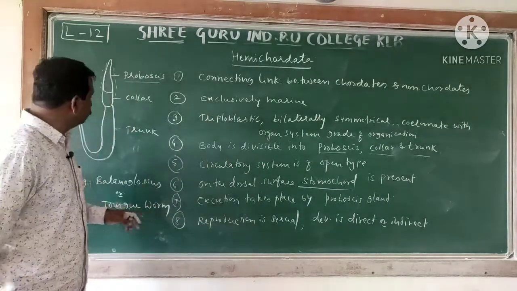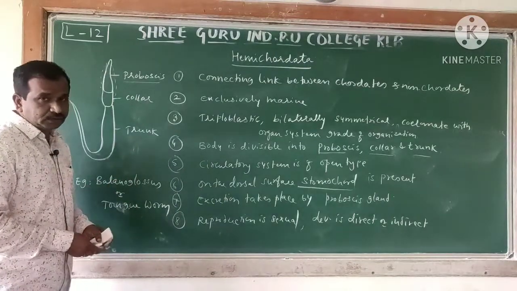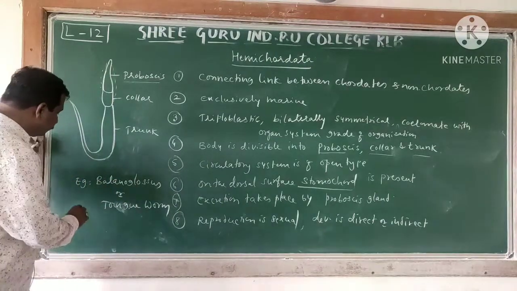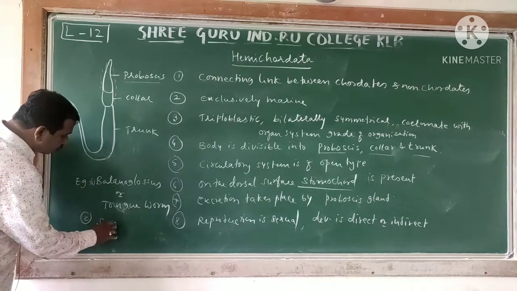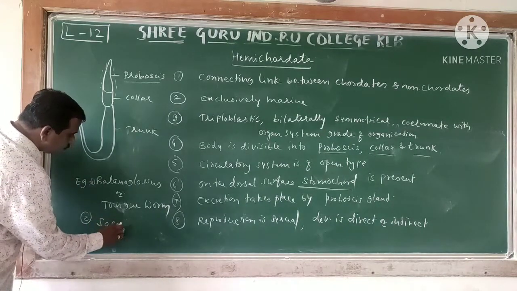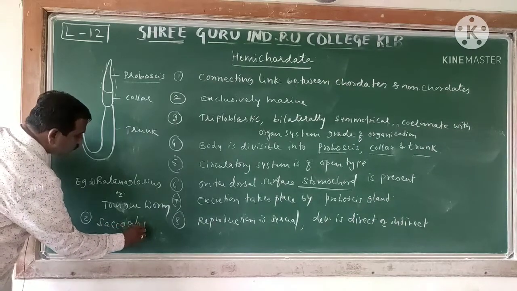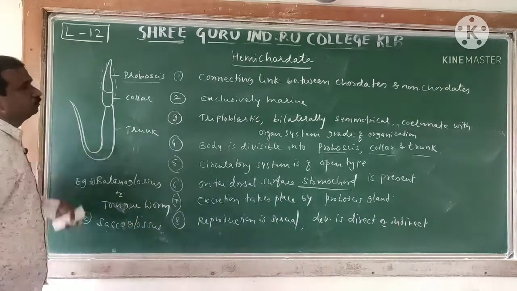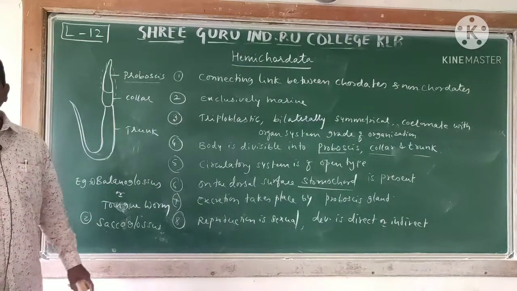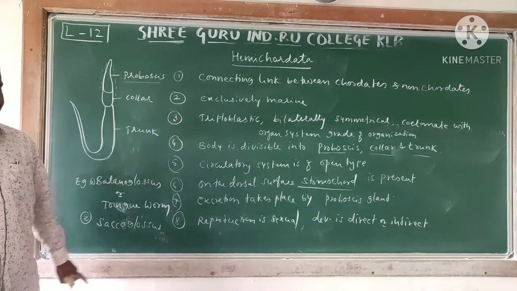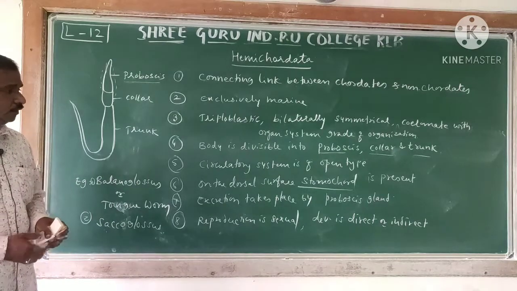Followed? So this is Balanoglossus, or the tongue worm. This is one example. The second one is Saccoglossus. Balanoglossus, Saccoglossus. This is what we have studied: the Hemichordata and Echinodermata.